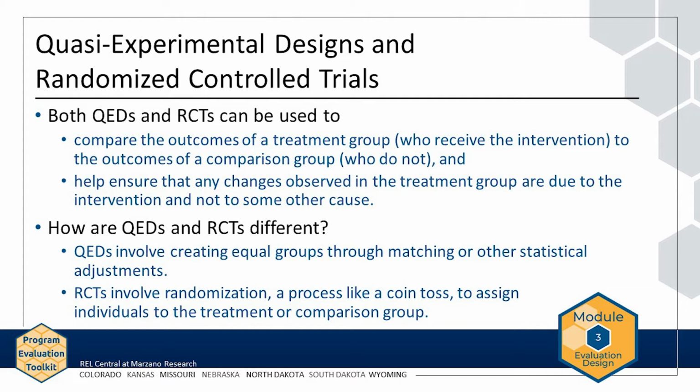Both QEDs and RCTs can be used to compare differences in outcomes between treatment and comparison groups. They can be used to determine whether a program or intervention is likely to have increased intended outcomes of participants on average, or to evaluate how confident an evaluation team can be that a program or intervention has caused changes in outcomes that matter to the team. Let's look at an example of each to help illustrate the differences.